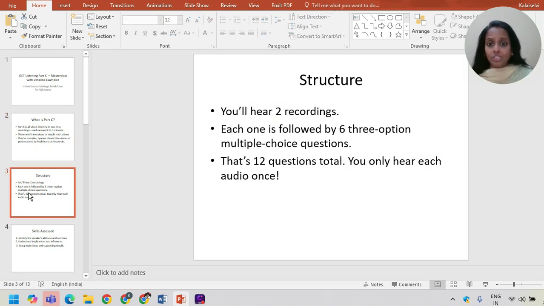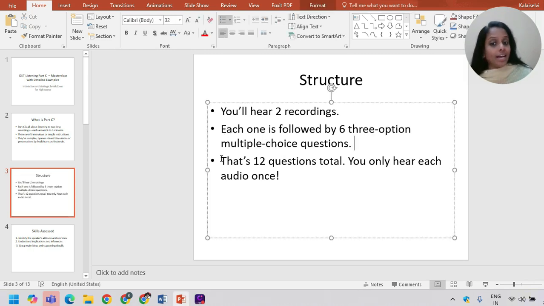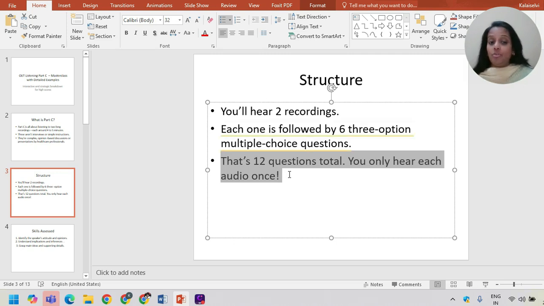And when we are talking about the structure, as I told you, you will hear two recordings, and each one is followed by six three-option multiple choice questions. That's 12 questions in total. And remember, you only hear each audio once. Here's the catch: the answers won't be stated directly. You need to infer, deduce, and understand the speaker's opinion or purpose. So it's not just about the facts.